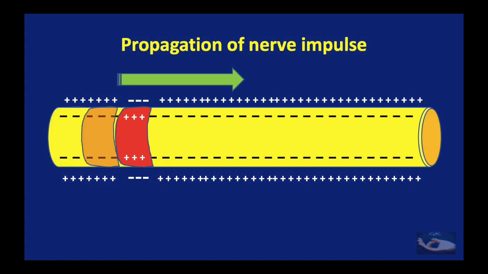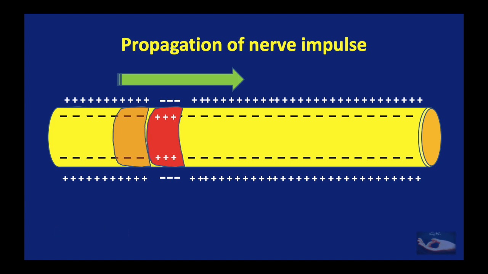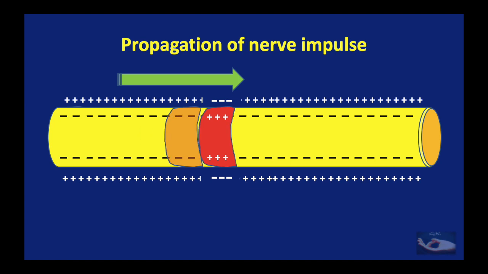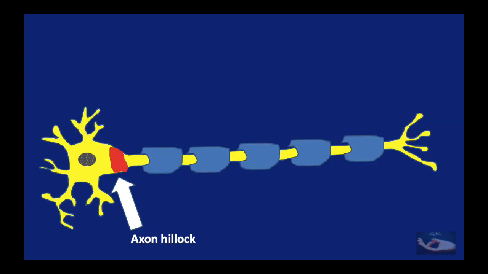As the impulse moves forward, the first segment now comes into the resting phase. This impulse propagates till the terminal end of the axon. However, this type of continuous conduction is very slow, especially when we consider that some axons are very long, especially those that come from the spinal cord to the feet. The method of nerve impulse propagation in the myelinated nerves is different.